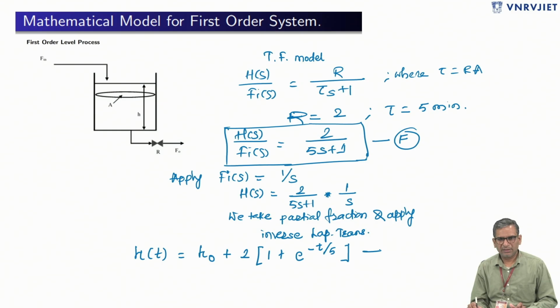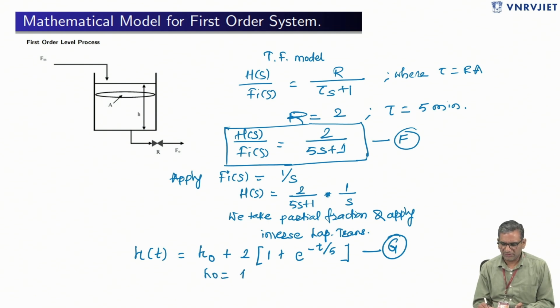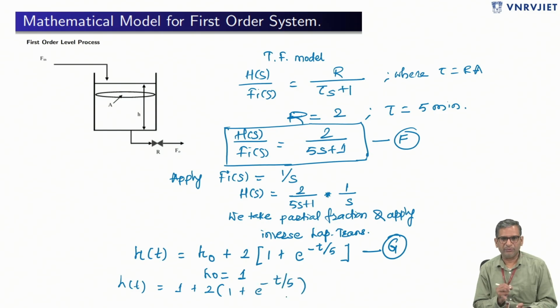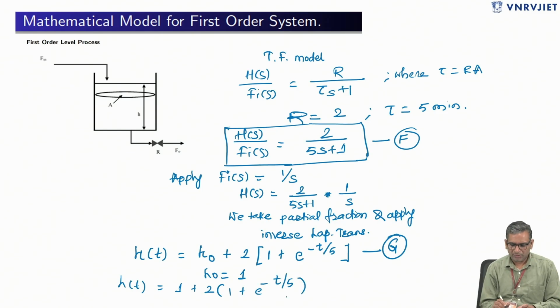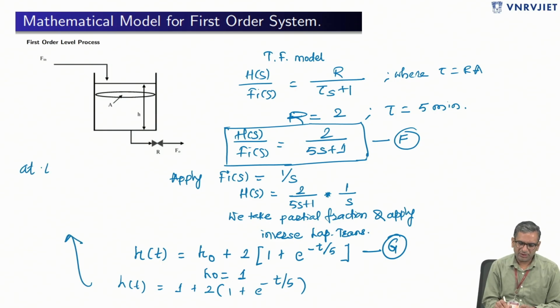Now let's say I have this equation. From this equation, let's say I need to know, so consider the initial water level is, say, 1 meter. So this equation becomes h of t is equal to 1 plus 2 in bracket 1 plus e to the power minus t by 5. Now I have this equation. Now by using this equation, can I find out at t equal to 10 minutes, or at t equal to 10, how much will be the water level?